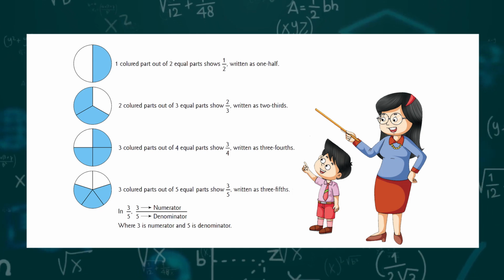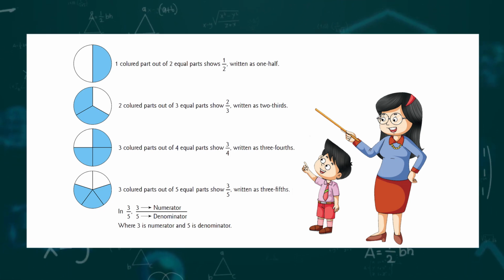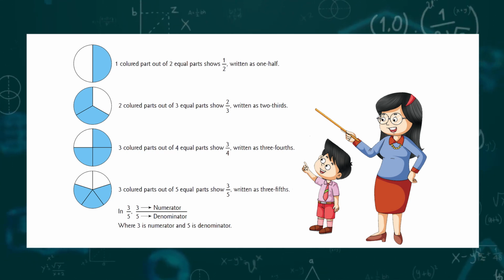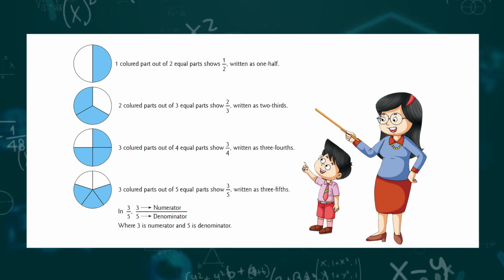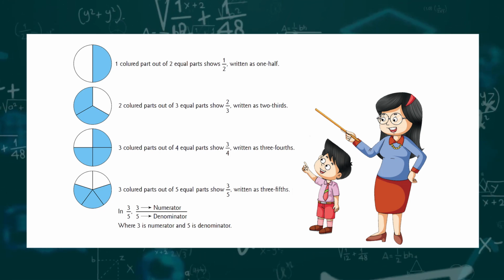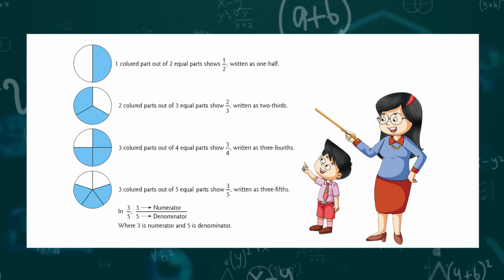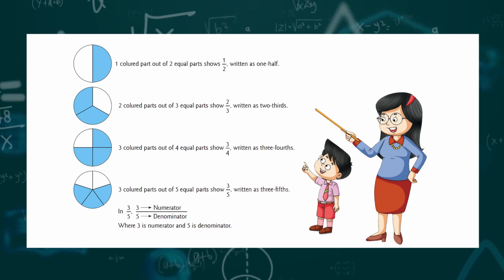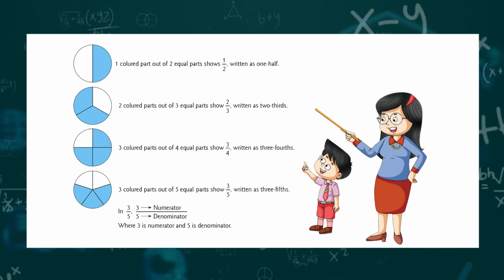One colored part out of 2 equal parts shows 1 by 2, written as 1 half. 2 colored parts out of 3 equal parts show 2 by 3, written as 2 thirds. 3 colored parts out of 4 equal parts show 3 by 4, written as 3 fourths. 3 colored parts out of 5 equal parts show 3 by 5, written as 3 fifths. In 3 by 5, 3 is the numerator and 5 is the denominator.